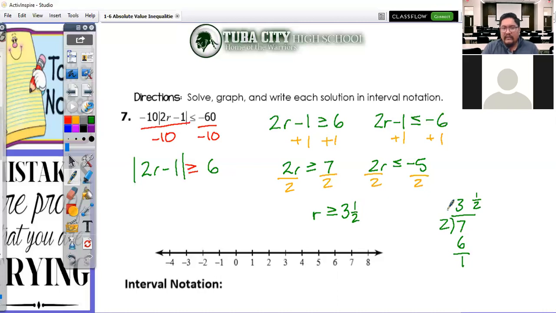And there we go with this one. So we're done with that. So r is greater than 3.5. R is greater than 3.5. So we're going to go this way. And now we're going to go ahead and do this side. So r is less than, and we can do the same thing here.